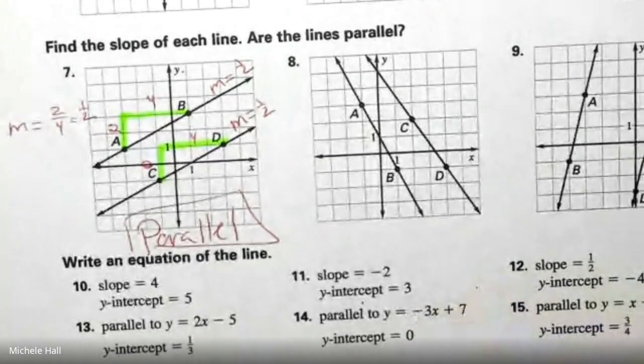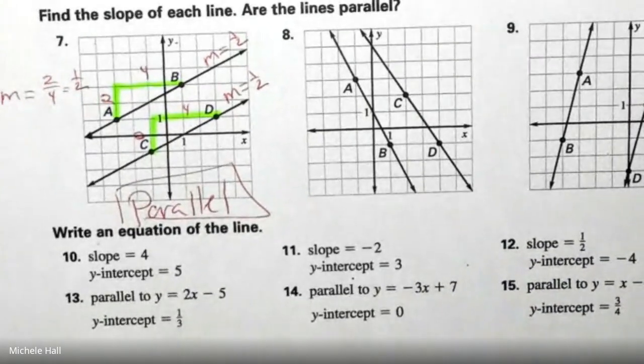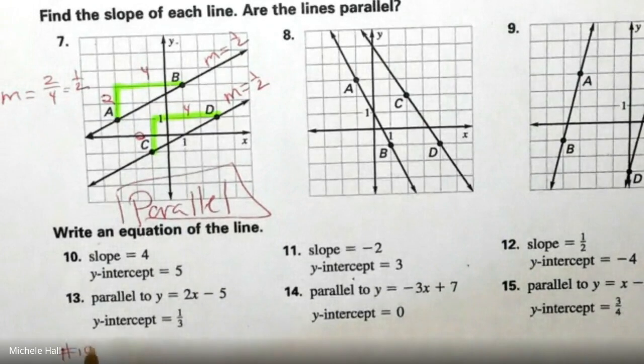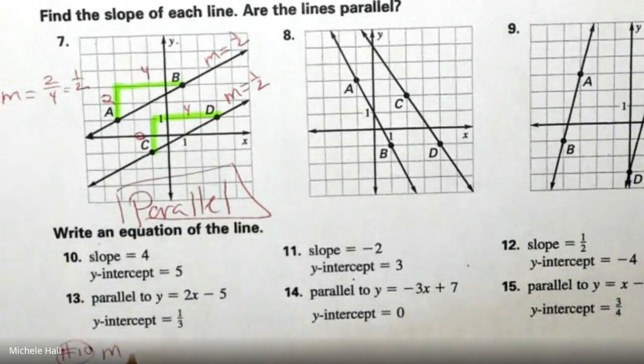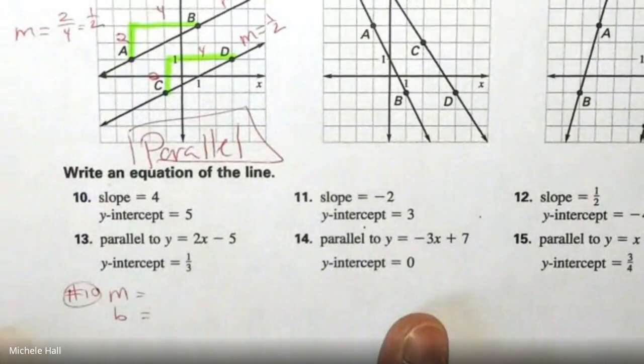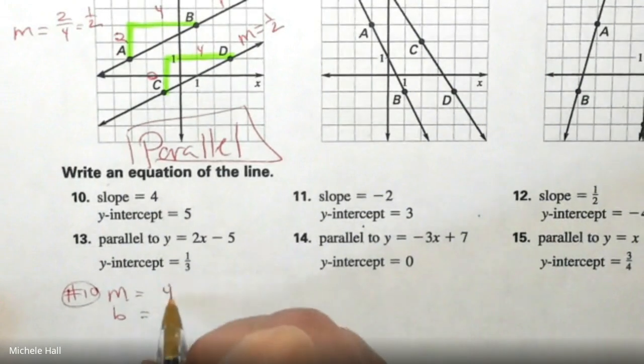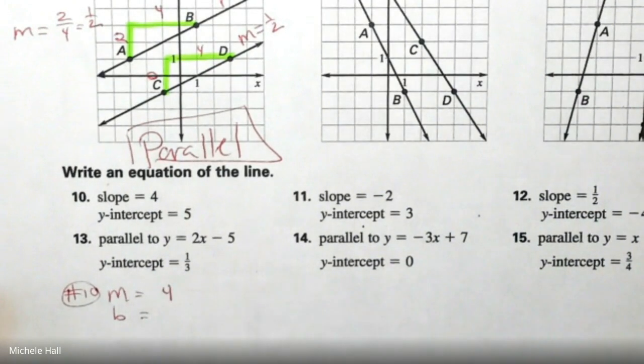All right. Let's look at number 10. Number 10 says, write an equation. I'm just going to come down here and say number 10. I want to know what the slope is and what's the y-intercept. For number 10, what's m? 4. What's b? 5.